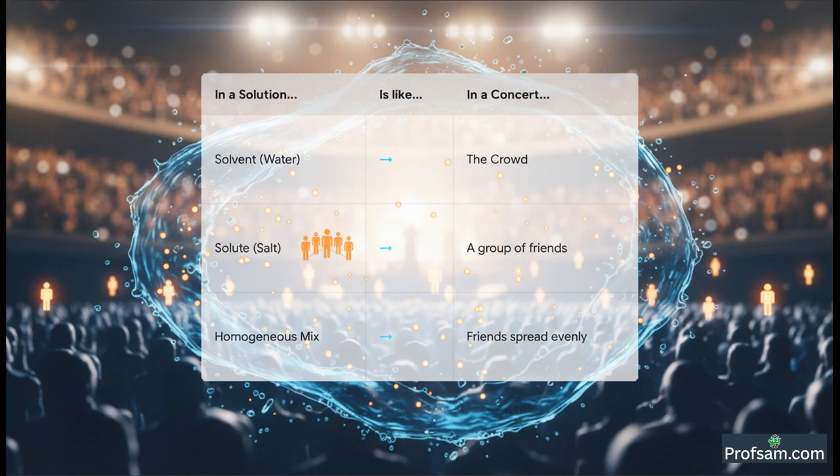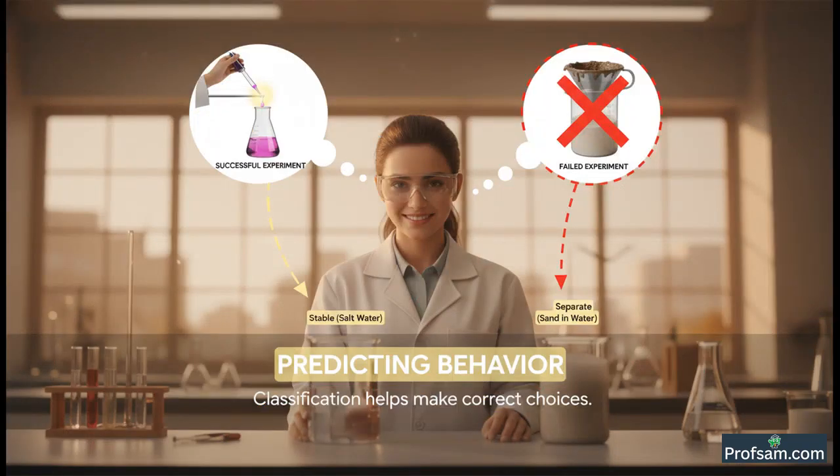No, they get separated, mixed in, with each friend surrounded by strangers. That perfect, even distribution, that's your homogeneous mix. So you might think, why do scientists even bother with these labels? Well, it's to solve a very real, practical problem. It's all about predicting behavior.